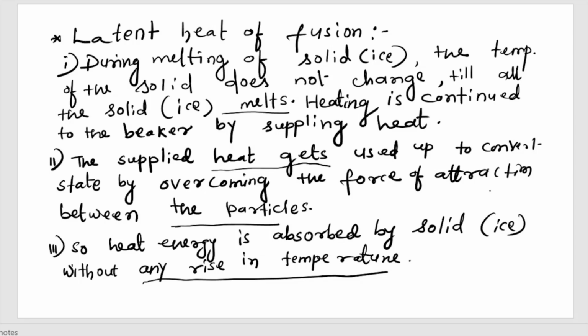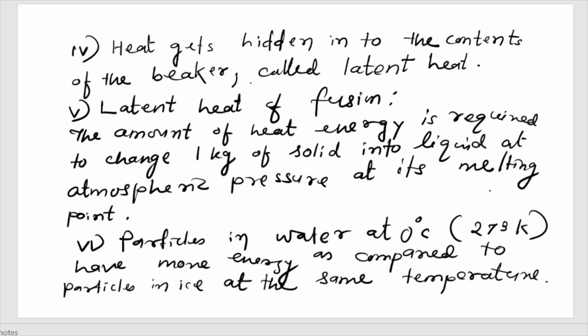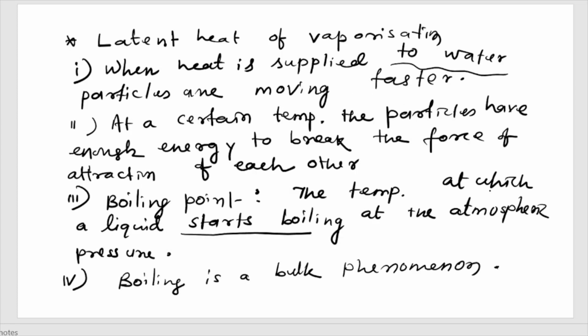जो सप्लाई हीट हो रही है वो क्या कर रही है? Overcoming the force of attraction between the particles. So the heat that is hidden in the contents is called latent heat, either it is fusion or vaporization. At vaporization also you can observe liquid to vapor, that is called boiling point. The temperature where the liquid starts to boil, condition क्या है?